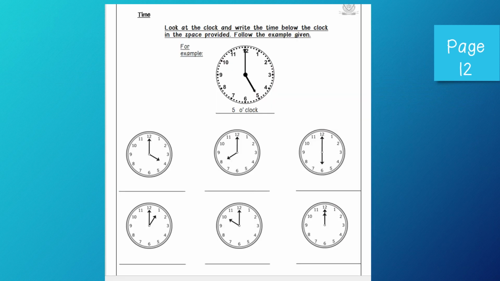If we look at page 12 in our work packs, we are doing time and we are still doing o'clock. I have done an example for you. The clock shows the long needle is at 12 and the short needle is at 5, making the time 5 o'clock. Below that, there are 6 clocks for you to do on your own, but we will do a few examples together.